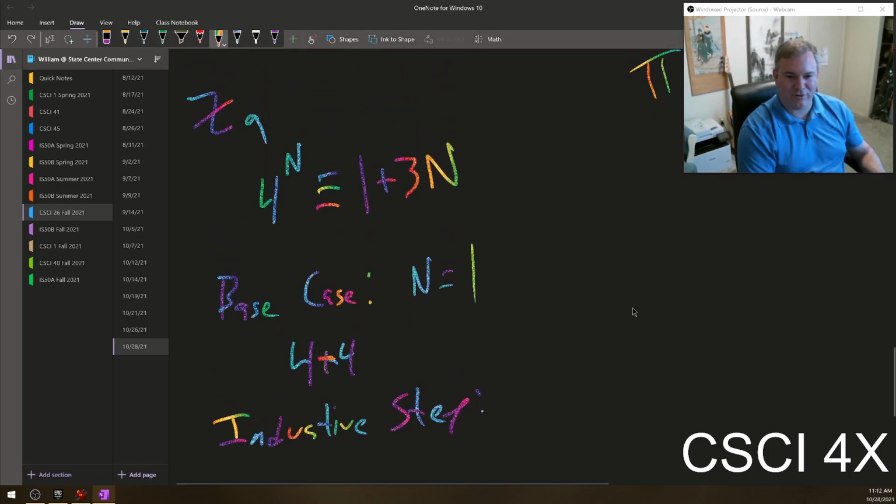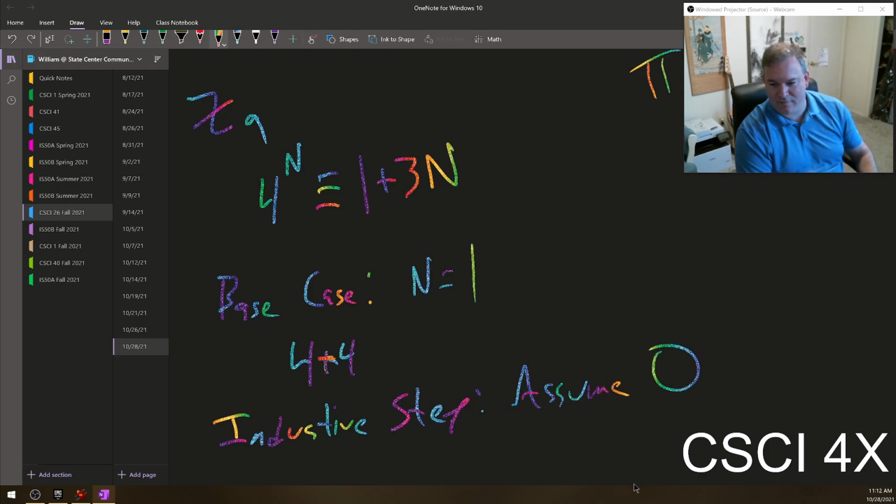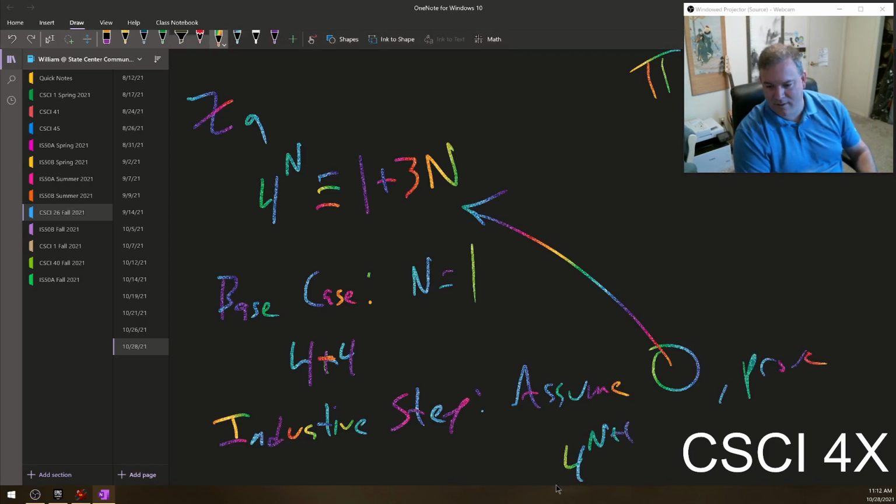So, McCohen, you're up. Inductive step. So assume this to be true. We're going to assume this, and then prove it's true for n plus 1. We're going to make an ass out of Ume, and assume this to be true. Prove it is true for 4 to the n plus 1 is congruent to 1 plus 3 times the quantity n plus 1.